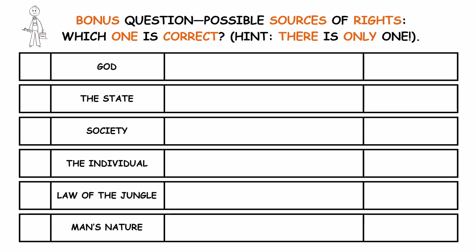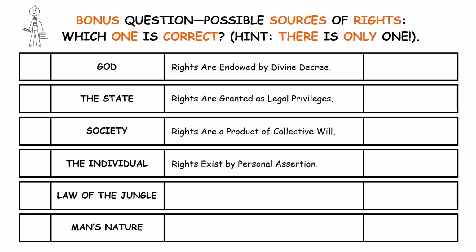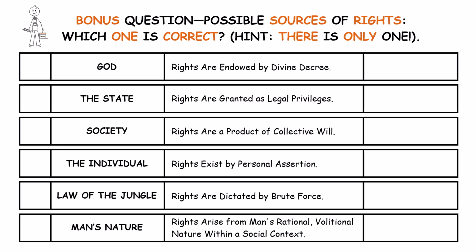Let's review each option. If God is the source of rights, then rights are understood as being endowed by divine decree. If the state is the source of rights, then rights are understood as legal privileges granted by the state. If society is the source of rights, then rights are understood as a product of the collective will. If the individual is the source of rights, then rights are understood to exist by personal assertion. If the law of the jungle is the source of rights, then rights are understood to be dictated by brute force. If man's nature is the source of rights, then rights are understood to arise from his rational, volitional nature within a social context.